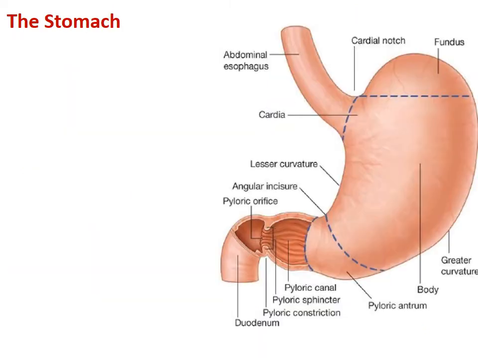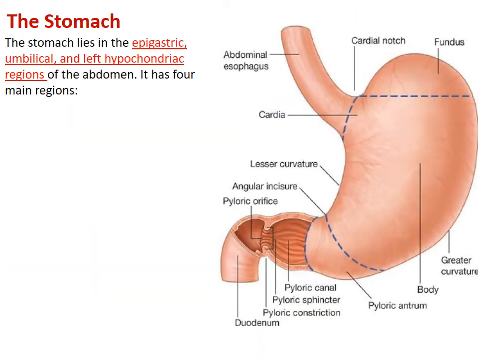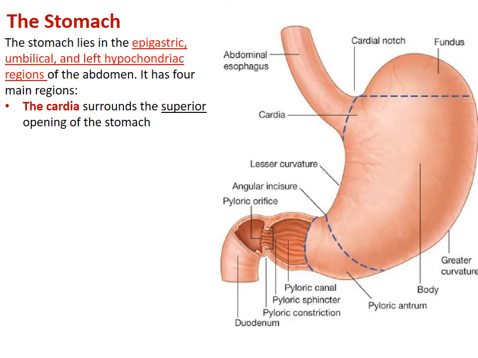Now come to the stomach. The stomach lies in the epigastric, umbilical and left hypochondriac regions. So in these three regions of the abdominal quadrants you will find the stomach. It has four main regions: the cardiac region.